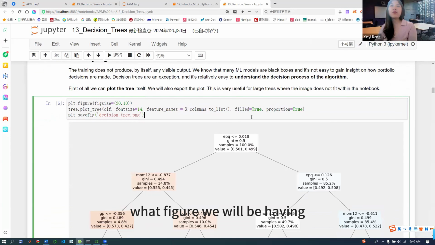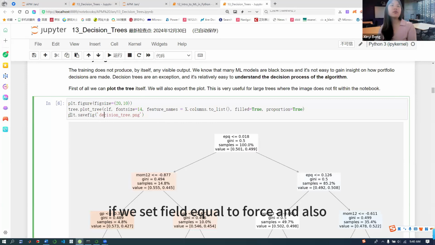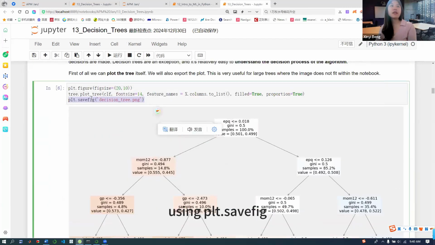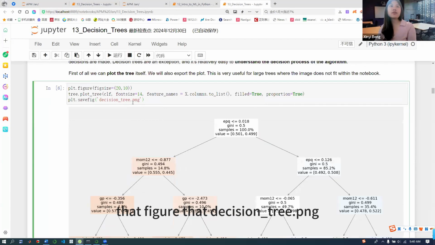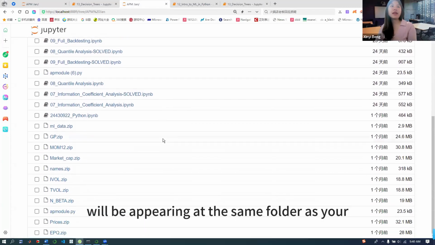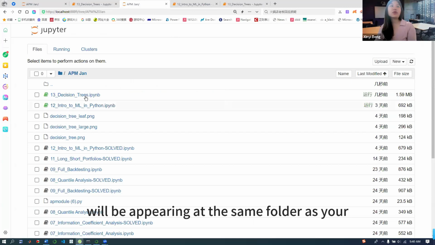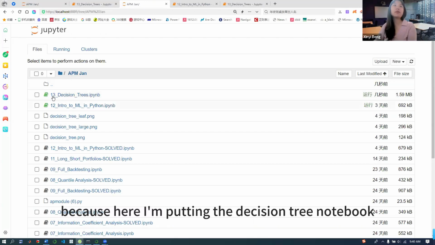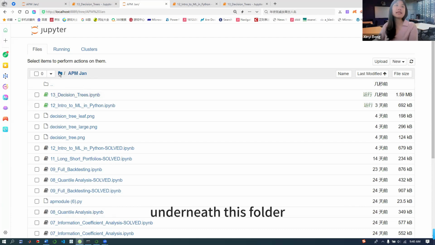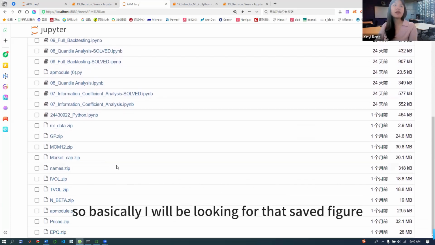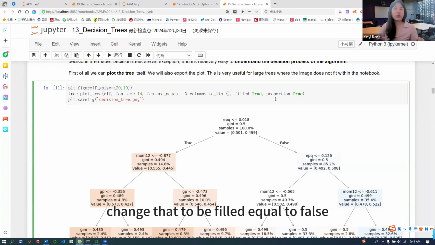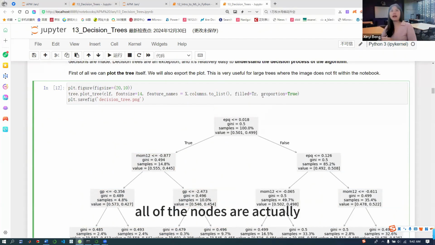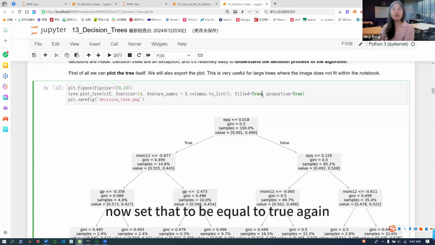Now let's see what figure we will have if we set filled equal to false. And also we are saving this figure here using plot.savefig. If you execute that, that decision tree.png will appear in the same folder as your notebook, because here I'm putting the decision tree notebook underneath this folder. So basically I will be looking for that saved figure in this folder as well. Now let me change that to be filled equal to false. It appears that all of the nodes are actually gray. Now set that to be equal to true again.